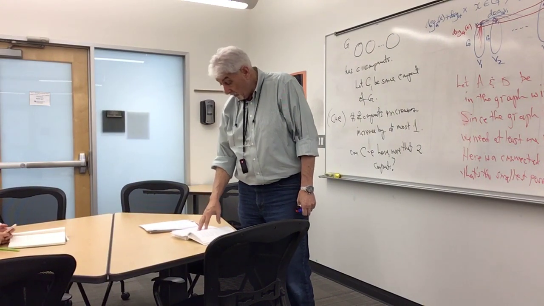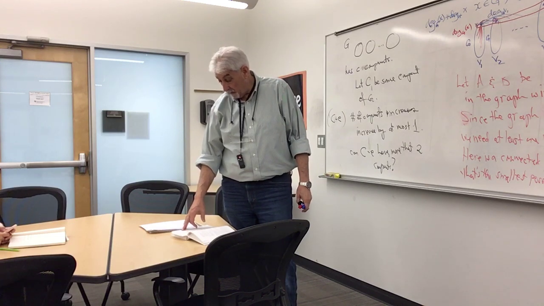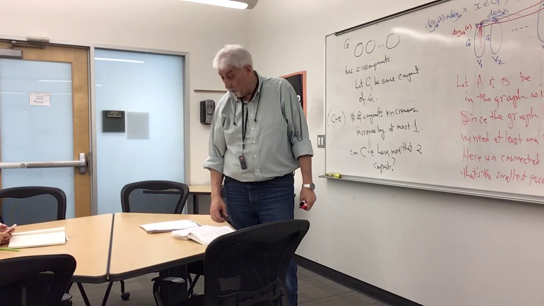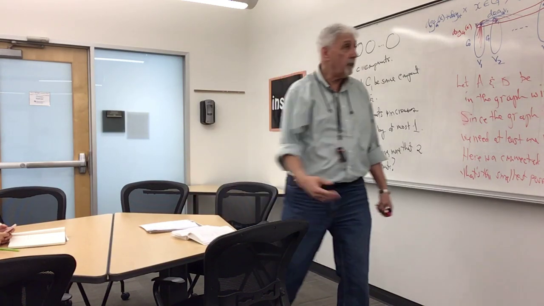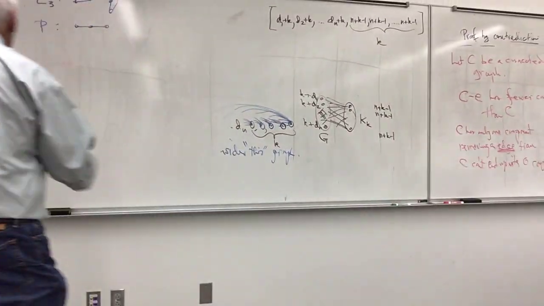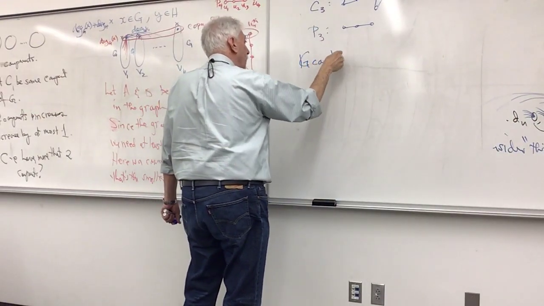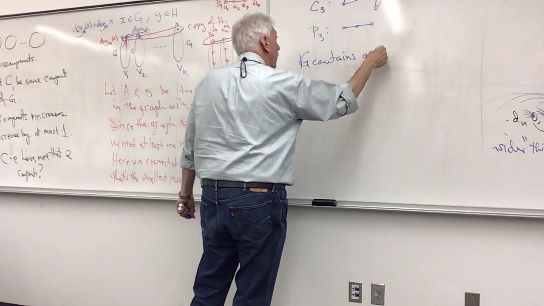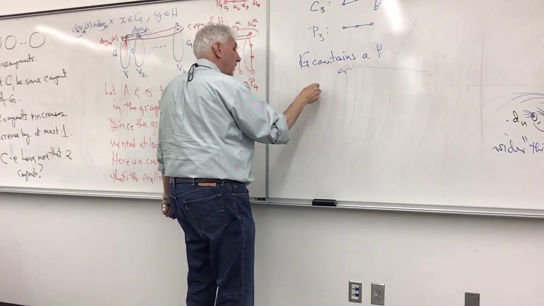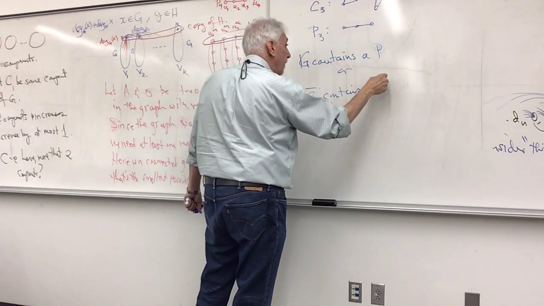All right, so let G be any graph of order 5 or more. Either G contains a P3 as a subgraph, or G complement contains a C3. Okay, and the result doesn't hold for 4. So let's start with the second part first. So I'm looking for what is the P3? G contains a P3 or G complement, G bar, contains a C3.